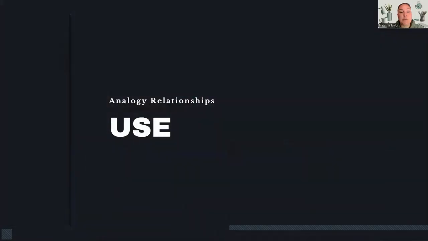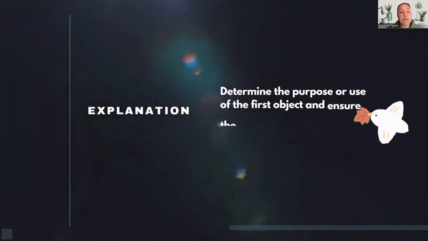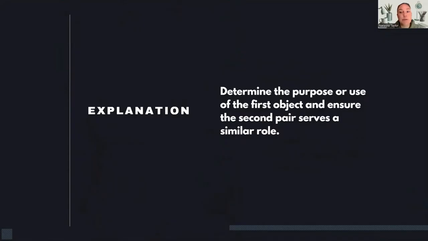Analogy relationships, use. This analogy shows what an object is used for. Examples: knife is to slice as pencil is to sketch. Brush is to paint as oven is to bake. Explanation: determine the purpose or use of the first object and ensure the second pair serves a similar role.